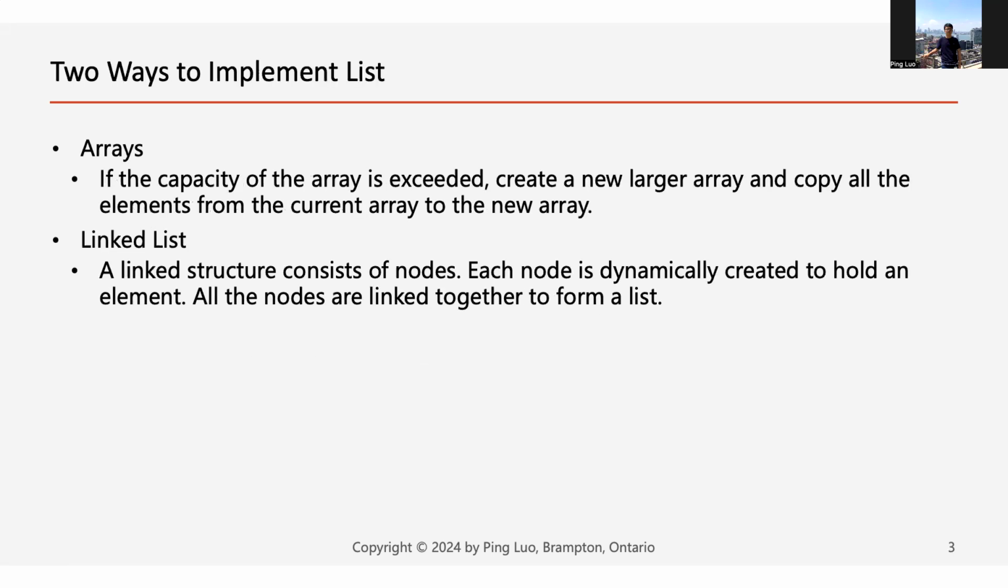First, let's see how we can implement a list. We know that we can do it using an array or using a linked list. The difference is that for an array, the size is fixed. So if the capacity is exceeded, we have to create a new one. But for a linked list, we don't have to do that, because each value is saved in a node, and all those nodes are linked together, so we can do it dynamically.